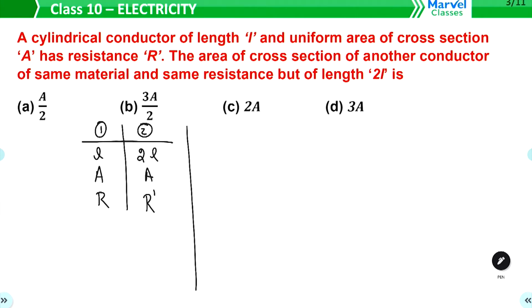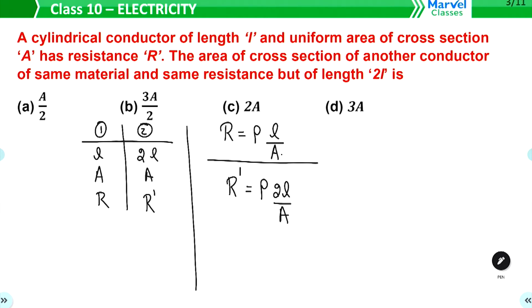So what I will do is, I will frame two equations based on two datas. According to first data, R is equal to rho into L by A. In the second data, R prime, the resistance that we have to find, since it's the same material, the resistivity will also be same, where the length was doubled, whereas the area remains the same. Now I will just divide both and I will get the answer. This is the general procedure to solve any dual data problem. If you are provided with two set of datas, okay, write two equations accordingly and divide them.